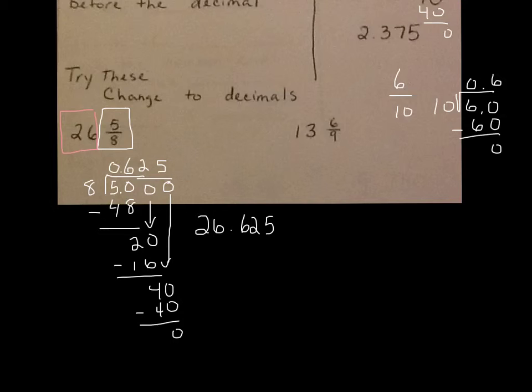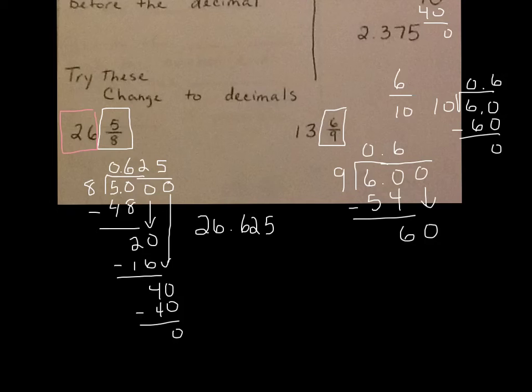Let's look at the last one. We have 13 and 6 over 9, so we're going to focus on that 6 over 9. The 6 goes on the inside, 9 on the outside, add our decimal. 9 can't go into 6, so we add a 0. 9 goes into 60 6 times. 9 times 6 is 54. Subtract those, and you get 6. Add a 0. We're back to 60 again.